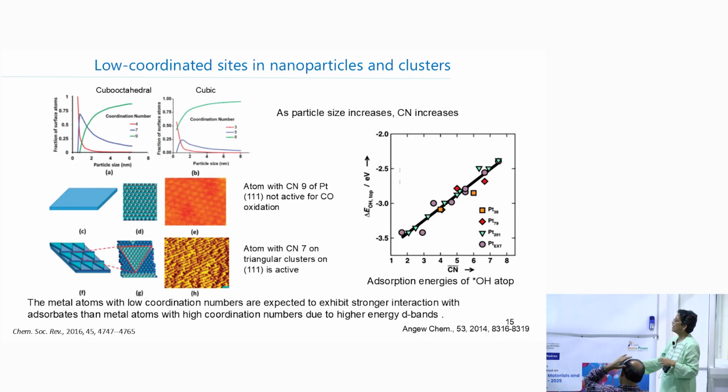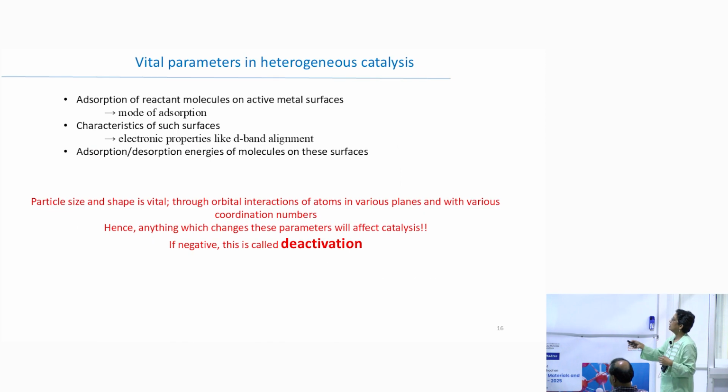So going back to Nørskov's theory, metal atoms with lower coordination are expected to exhibit stronger interaction with adsorbates because of higher energy d-bands. So that d-band correlation is also happening with the coordination numbers. Now, with all these very basic things which you were probably all aware of, I wanted to conclude and put everything in perspective by saying what the vital parameters in heterogeneous catalysis are, because then we can move into deactivation.